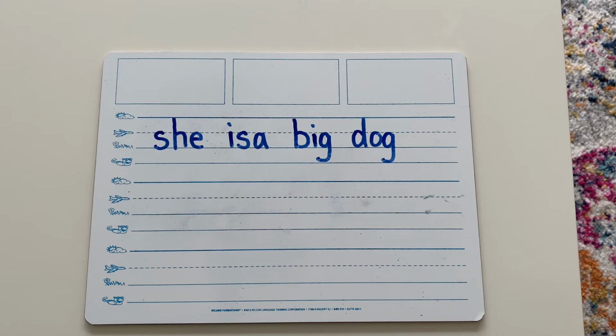Let's think about this before we go to fix it. She is a big dog. Does that sound like a sentence? Yeah, it has plenty of words. I didn't say she dog. If I said she dog, well, that's not a sentence. That's just 2 words. She is a big dog. Oh, all right.